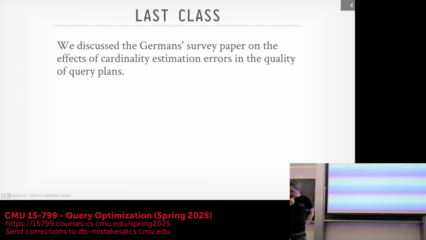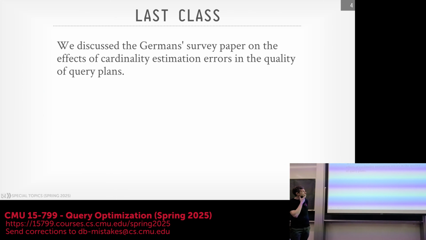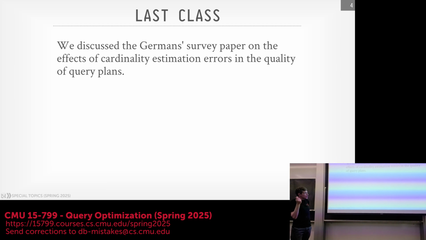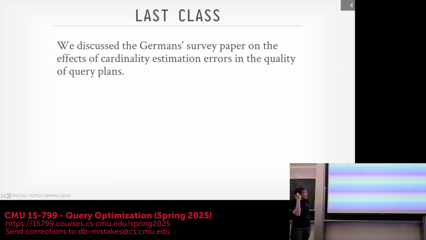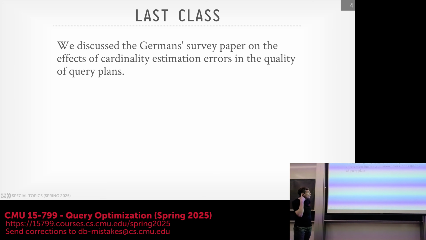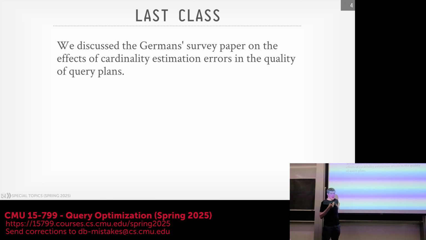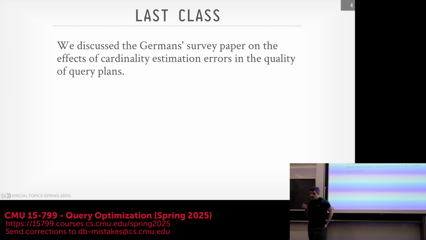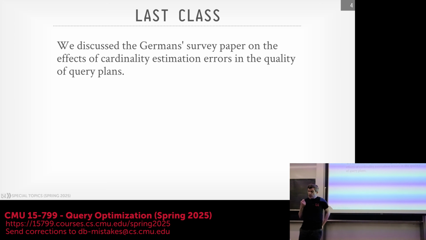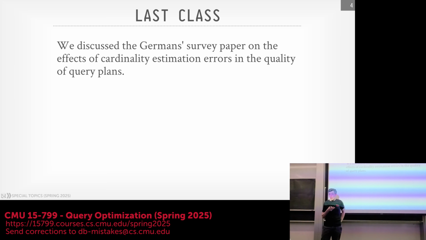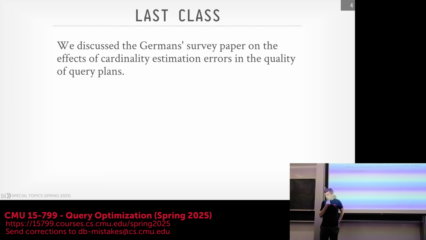Okay. As I said, last class we read the journal paper, a survey paper from the Germans in VLDB, where they were trying to measure and understand the effects of cardinality estimation errors inside of the query optimizer and how that affects the quality of the query plan.